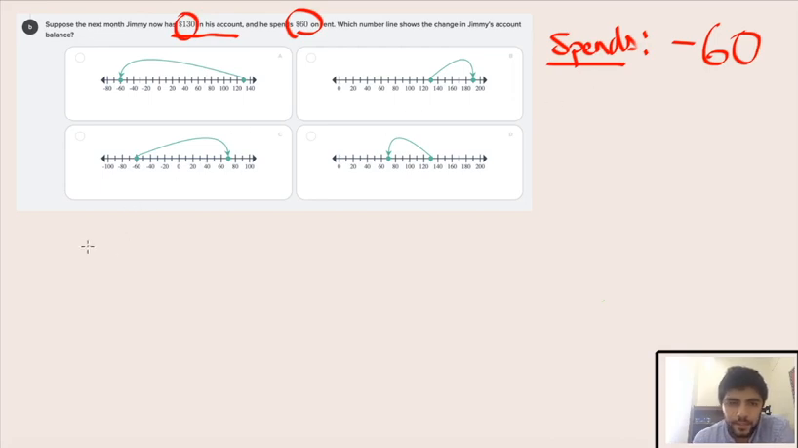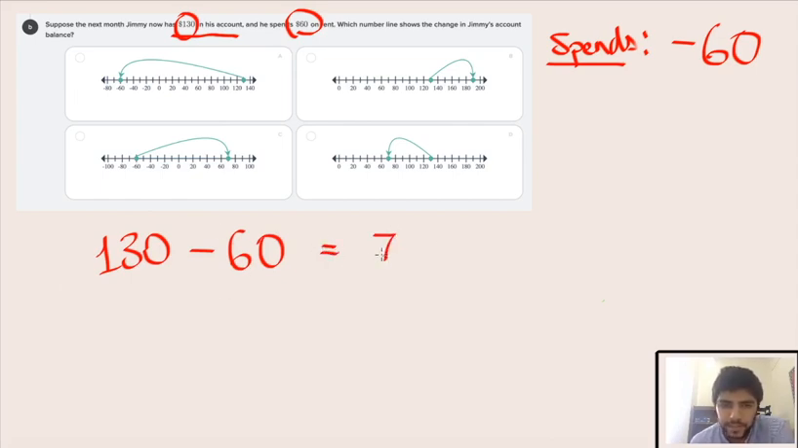So let's think about it. 130 is what he started with. He spends 60. So we fully translated the problem into a mathematical expression, and we can solve that again, and it's going to be positive 70. So that's good. 130 minus 60 is positive 70.